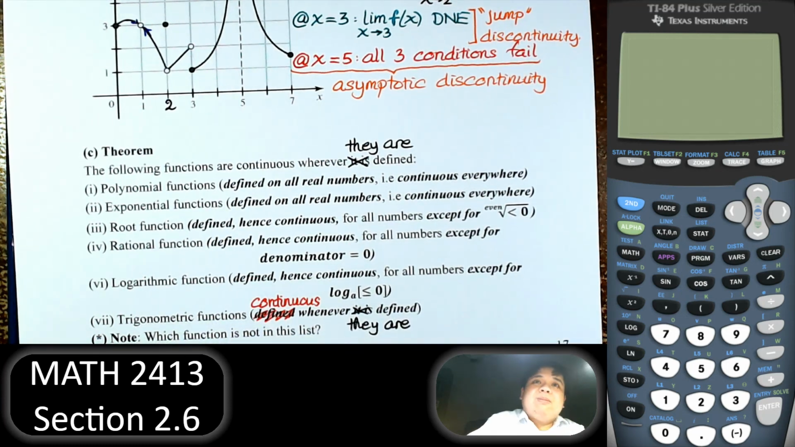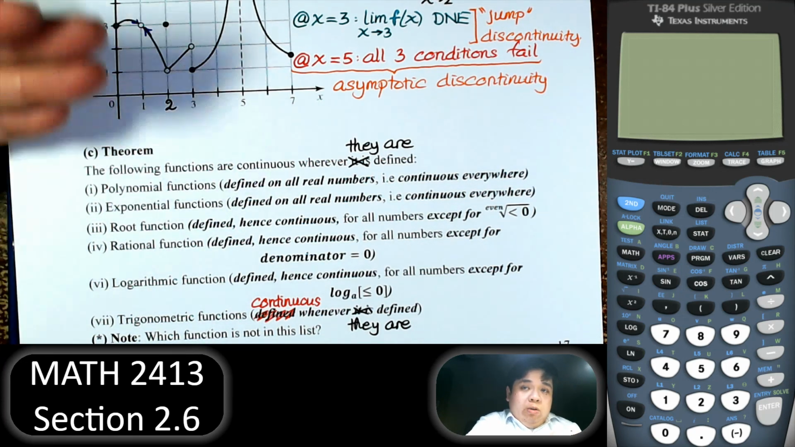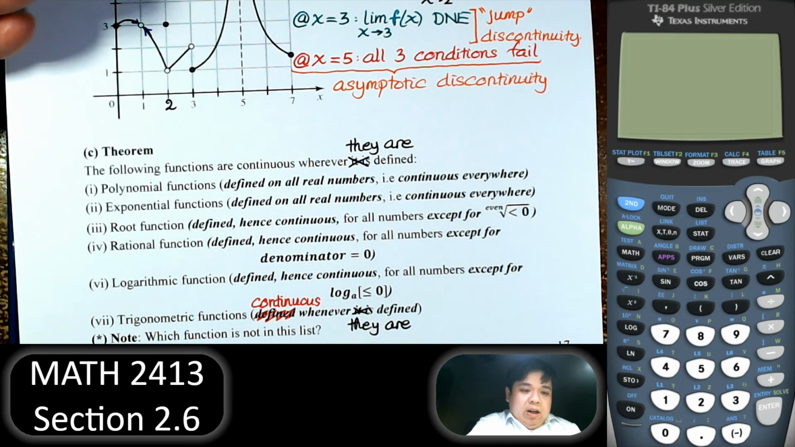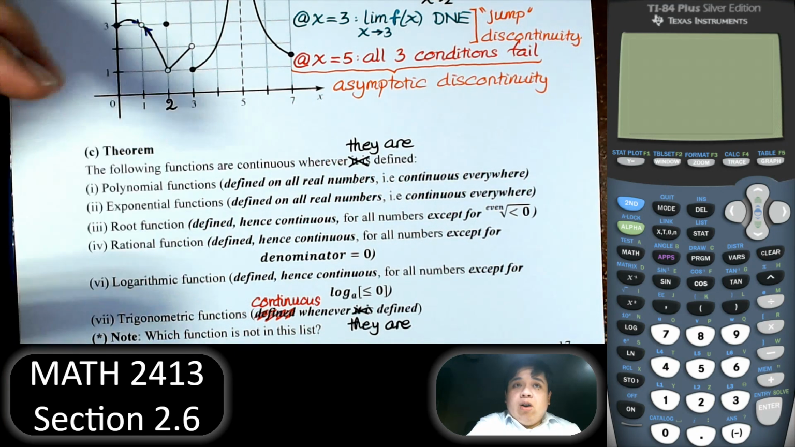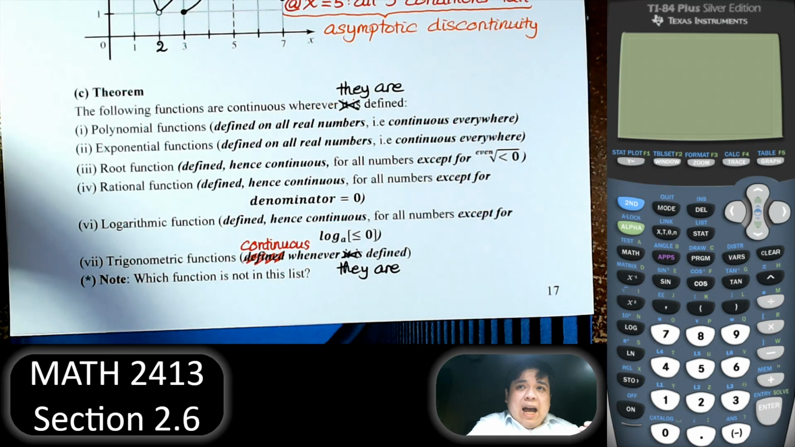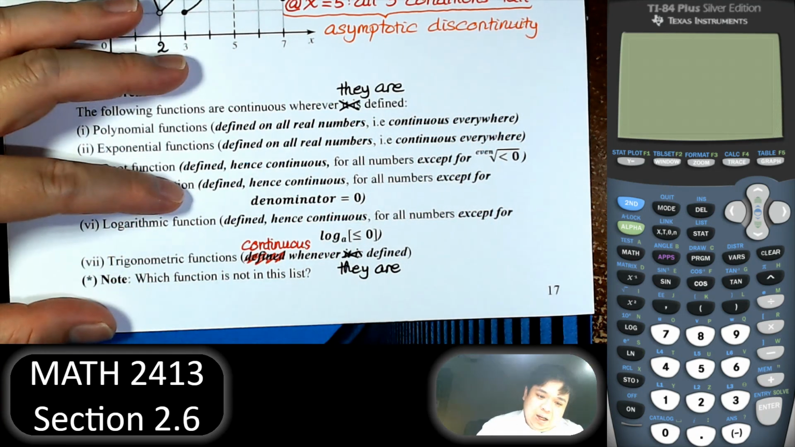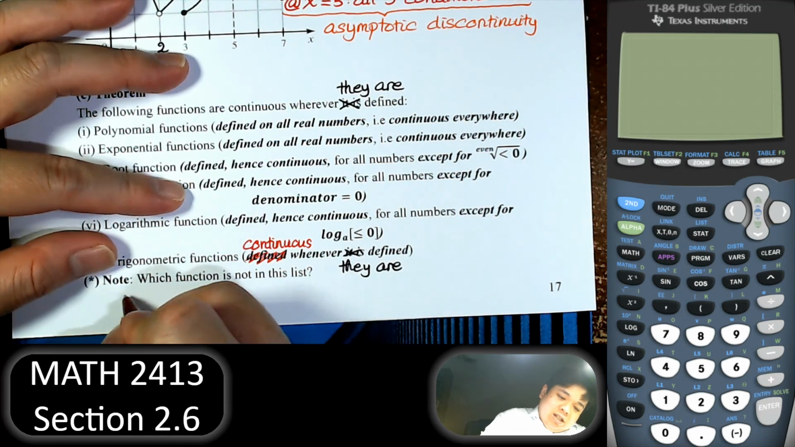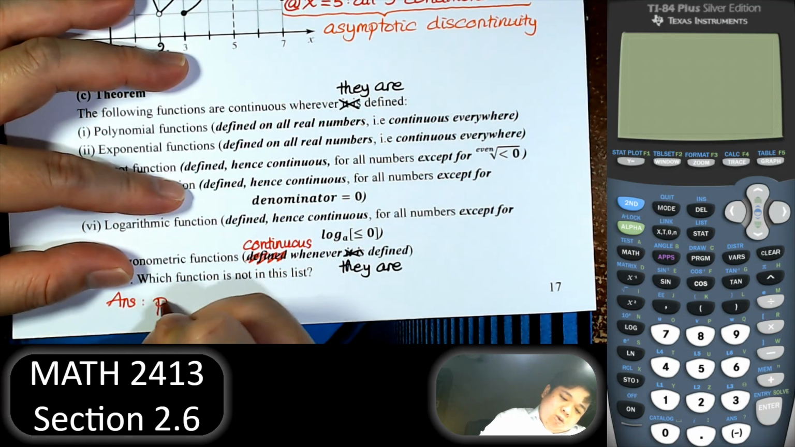Sorry. Right, and pretty much these are all the functions we know. The only function that is not on this list is absolute values, or in general, piecewise function. Which function is not on this list? The answer: piecewise function.